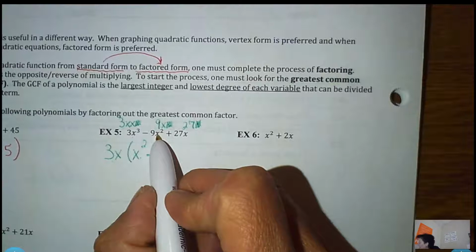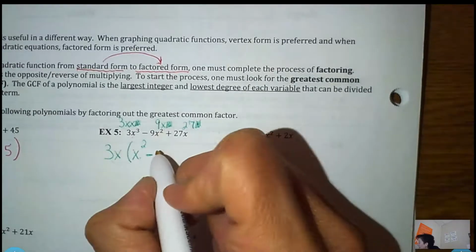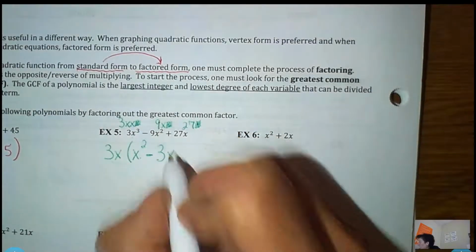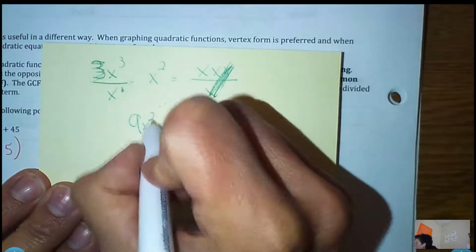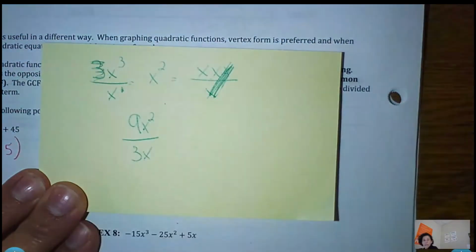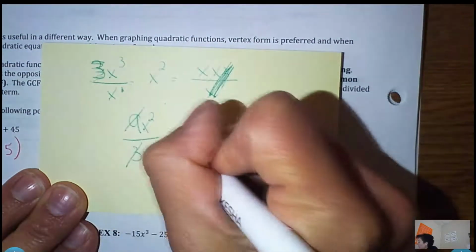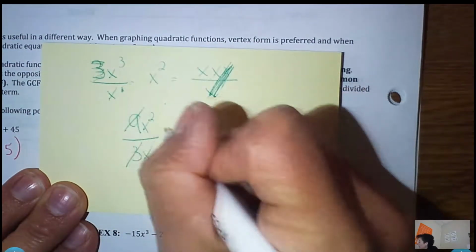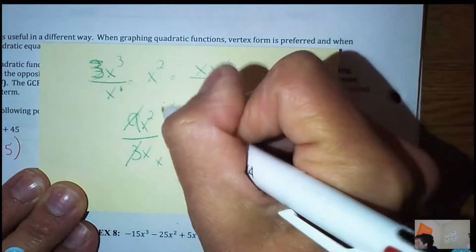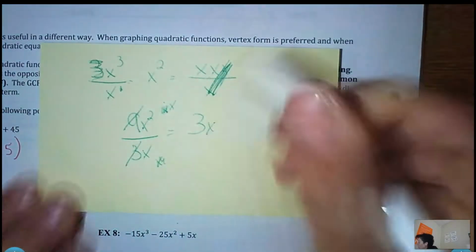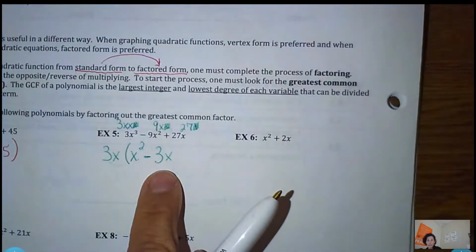If I divide this by 3x, then I'm left with 3x. And again, just showing you what happens. Factor out means you're dividing out. So 9 divided by 3 is 3. This means I have 2 x's in the numerator, 1 x in the denominator. They can cancel out, and I'm left with 1 x, and that's why we get that 3x there.